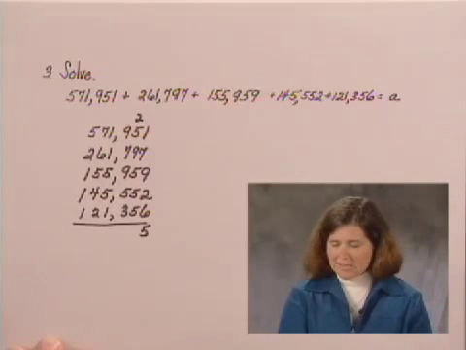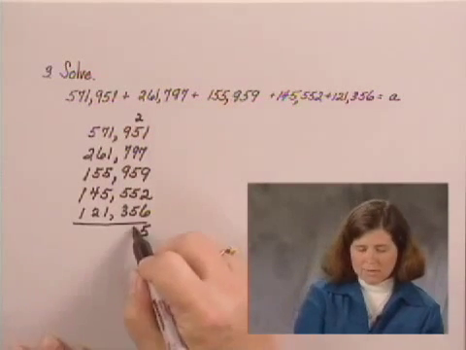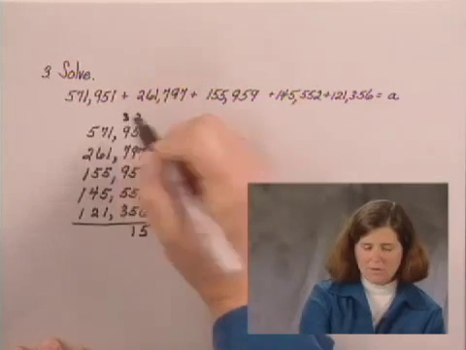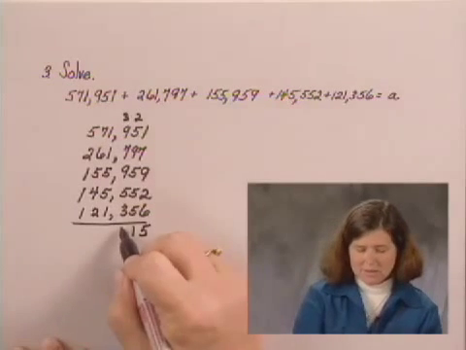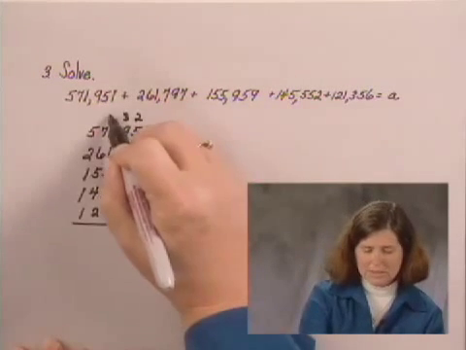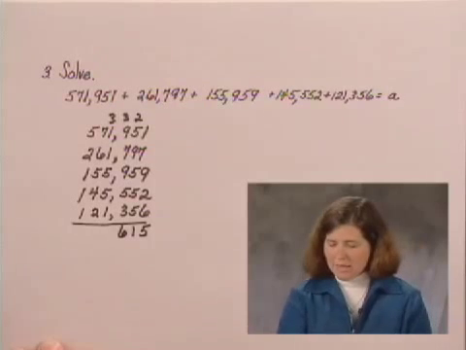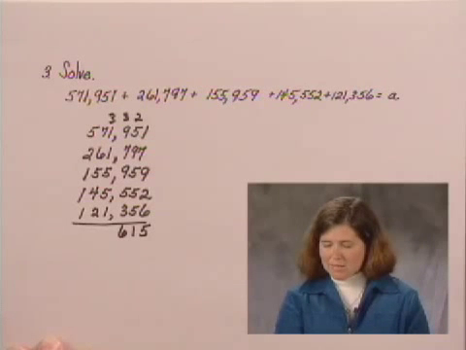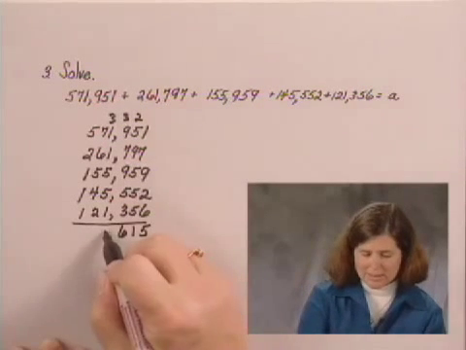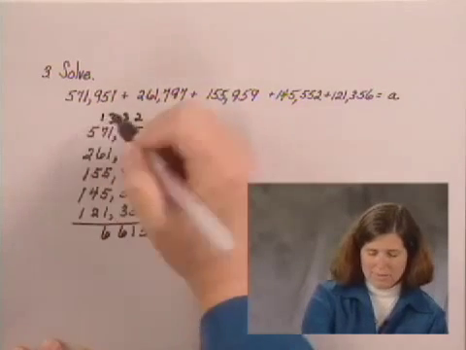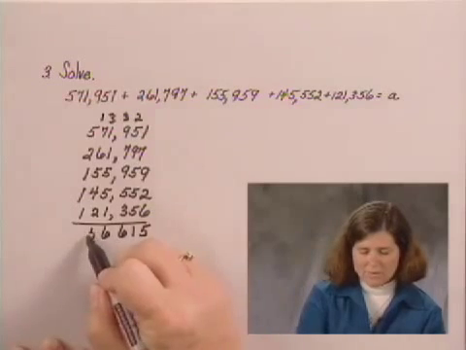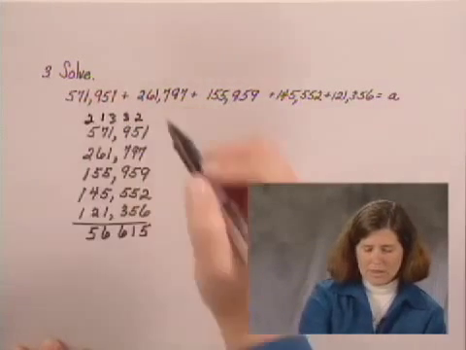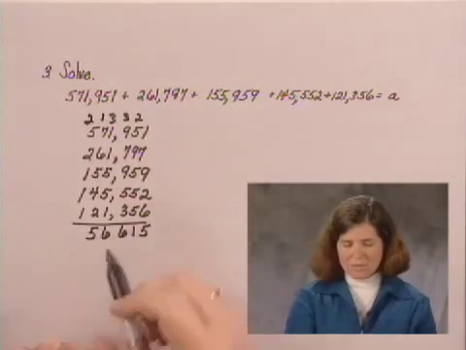Now we add the tens. Adding the tens, we get 31. Write the 1, carry the 3. Adding the hundreds, we get 36. The 6, carry the 3. Now we add the thousands. Adding the thousands, we get 16. Adding 10,000s, we get 25. And finally, adding 100,000s, we get 12.